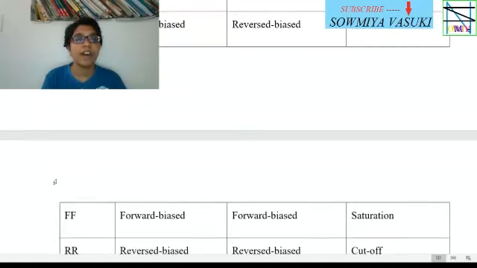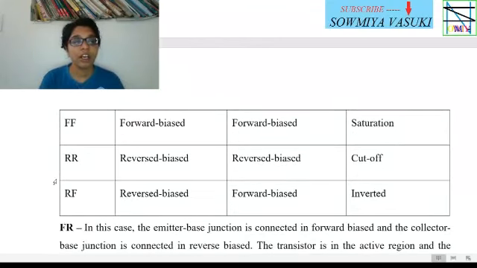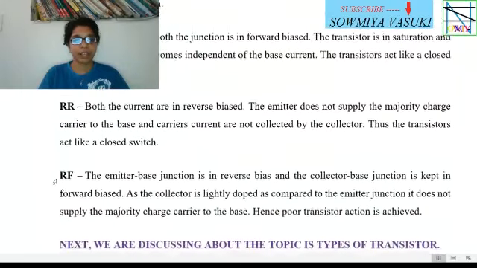The next one is forward-forward. Both are in a forward direction. That is the saturation region. Both in a reverse direction is the cutoff region. The emitter in a reverse direction and the collector in a forward direction, forward bias, is the inverted operation. It is explained here.